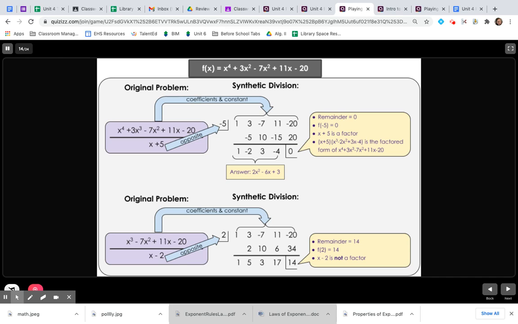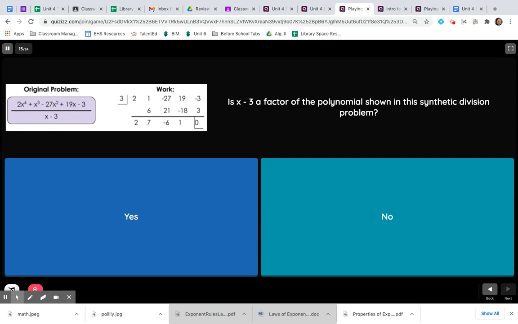Okay, it's not going to ask you to do this factoring part or to find all the zeros on today's quizzes. It's just going to ask you things like this. Is x minus 3 a factor of the polynomial shown? So here's x minus 3. They plugged it in for us already. Assume the work is correct. We got 0 at the end. That means it is a factor, so you would say yes. If this wasn't 0, you would say no. Things like that. Okay? And that is kind of all that's on the quizzes for today.